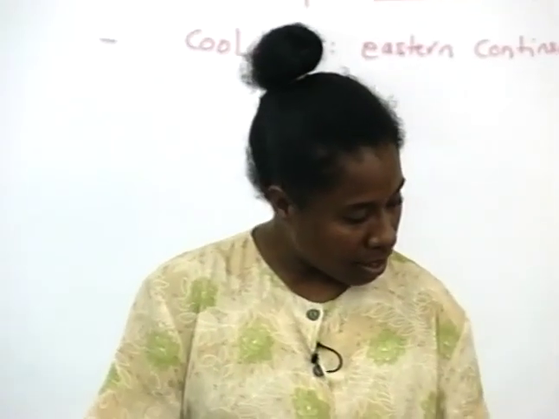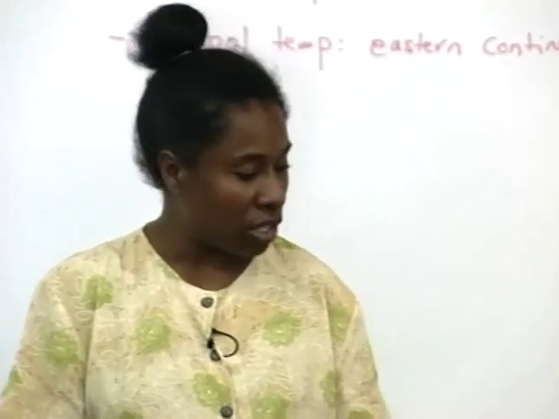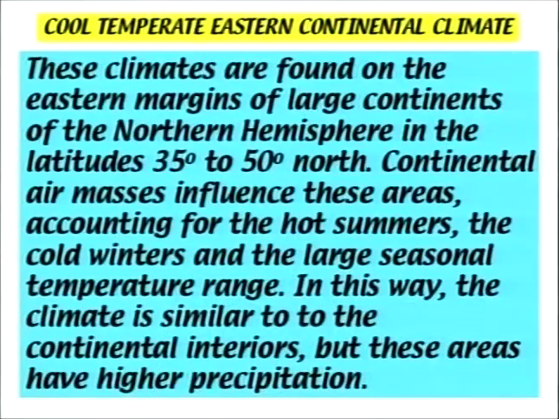Okay, finally then to the last of the temperate grouping of climates, and that is the cool temperate eastern margin type climate or continental type climate. This type of climate is also known as the Laurentian type climate. So if they talk about the Laurentian type climate, we're making reference to the cool temperate eastern continental climate. Introduction to that particular type of climate: these climates are found on the eastern margins of large continents of the northern hemisphere, in the latitude 35 degrees to 50 degrees north.